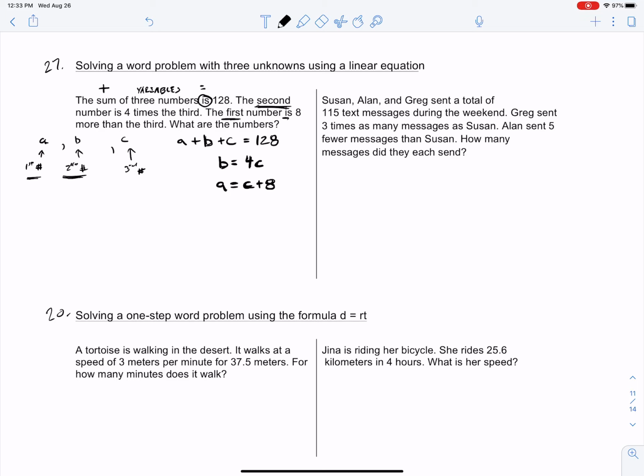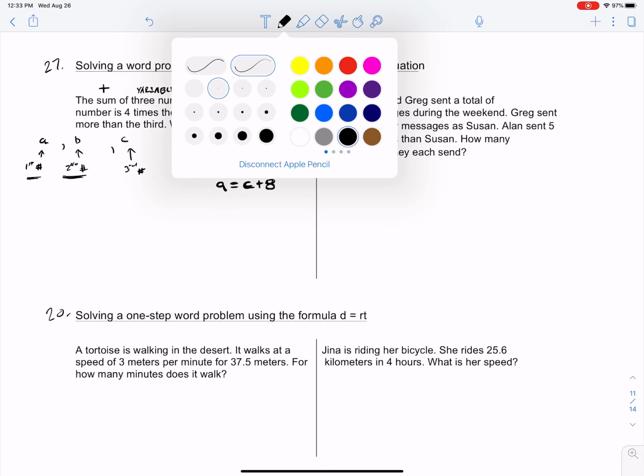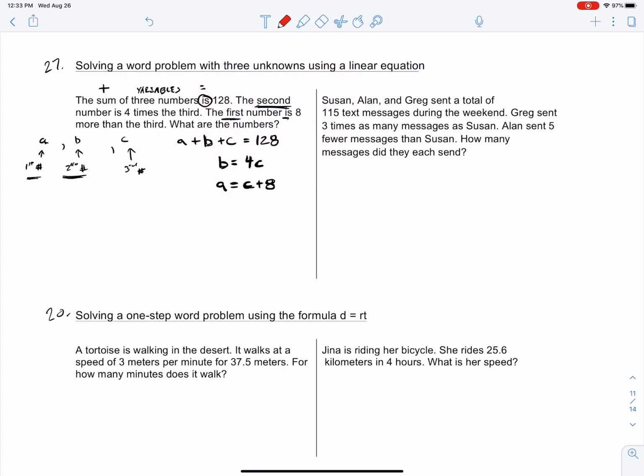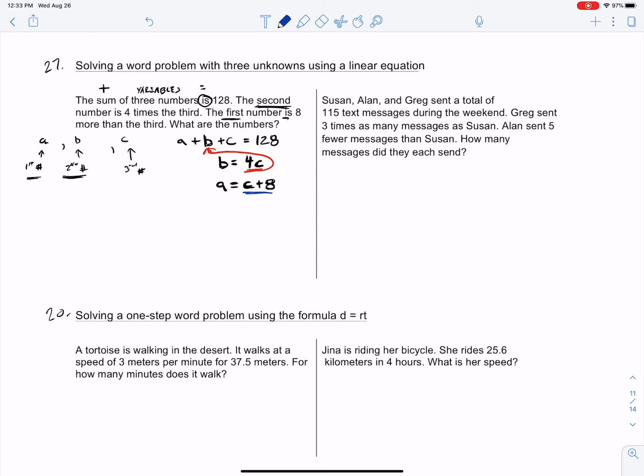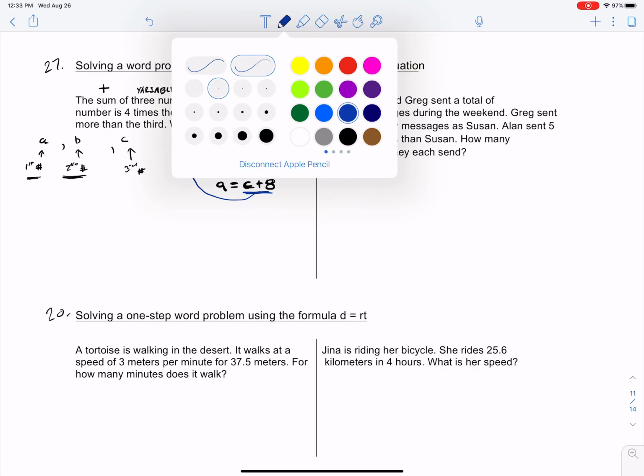Okay, what is it asking us to do? It's asking us to find the numbers. So let's do C first. Let's try and find C. What I'm going to do is I'm going to plug this 4C in for B. And then I'm going to plug this C plus 8 in for A. Well, let's see what that looks like.